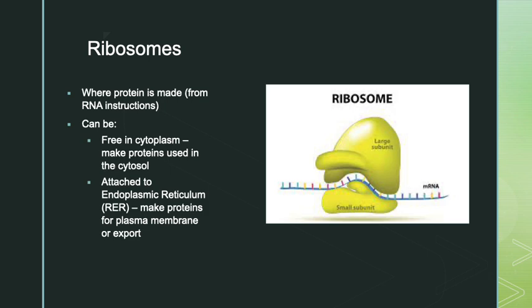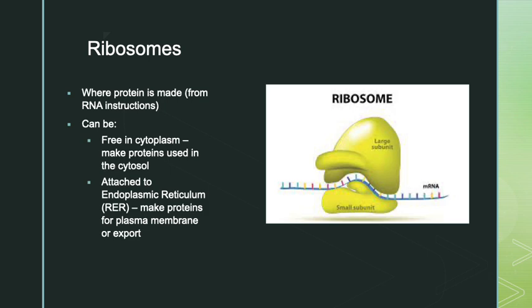The next organelle we're going to talk about are our ribosomes. Ribosomes are where we make protein. These work like little protein factories. They are going to take messenger RNA, mRNA, and they are going to translate that into protein and make a large chain of amino acids that form a protein.